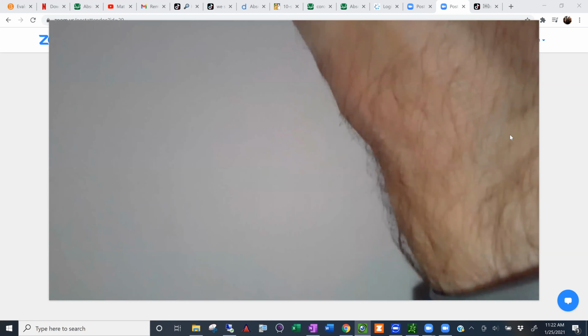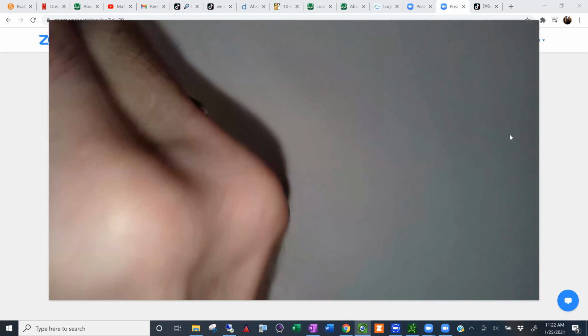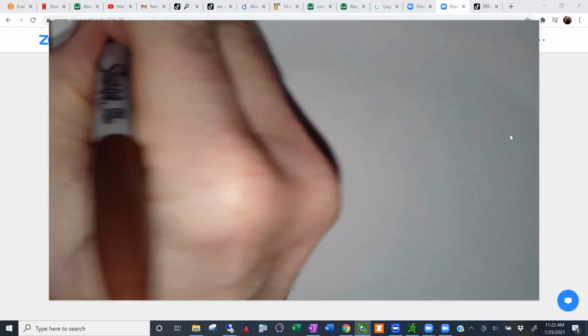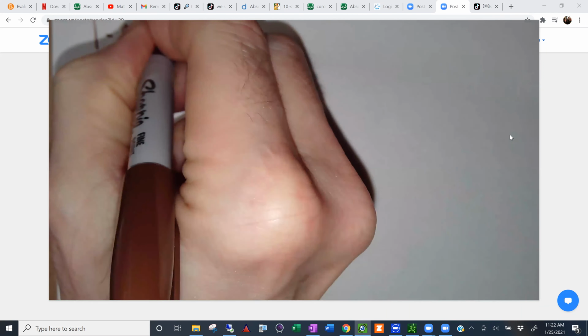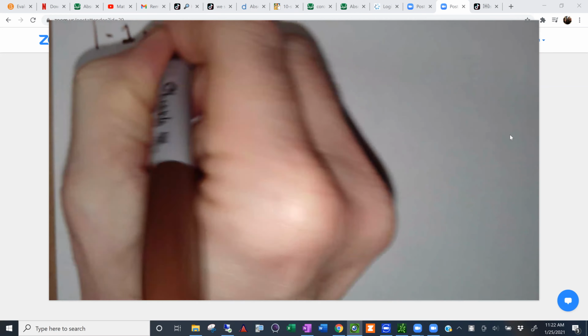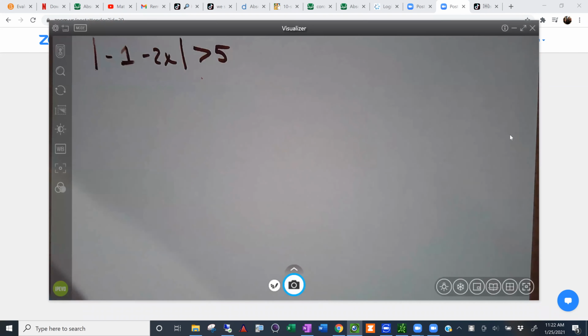Let's work with some absolute value inequalities. So the first one will be this. Absolute value of -1 minus 2x is greater than 5. And let me see if I can't get that focused a little bit better.